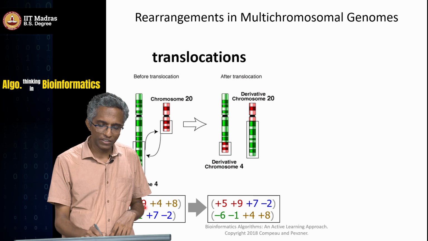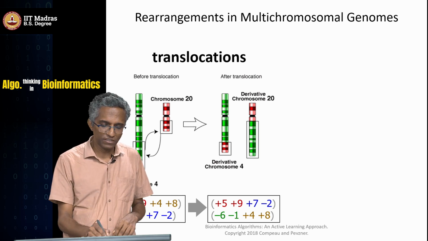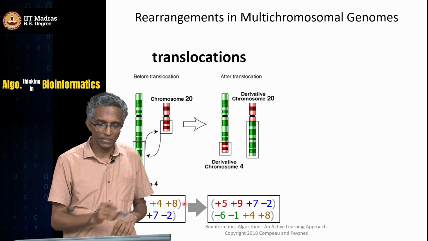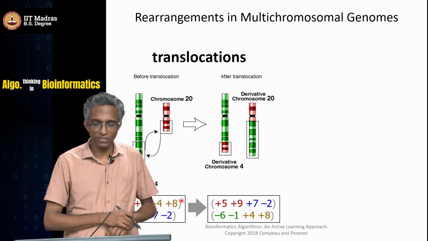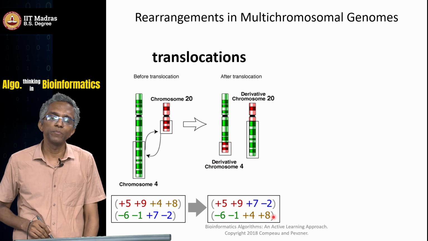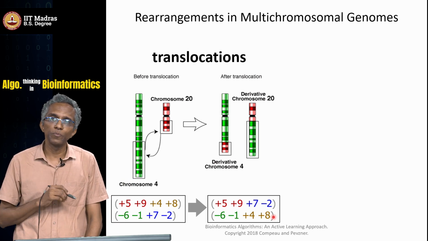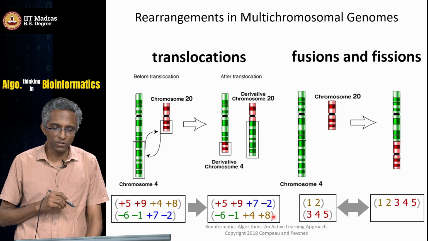So, this is the mathematical representation of a translocation, where each chromosome gets a sign permutation within a parenthesis, like opening and closing parenthesis, and then the orderings will reflect what type of translocation has happened. And it is not just translocations, other operations like I said are possible. One is called fusion.